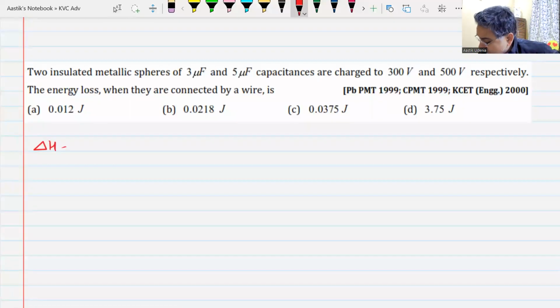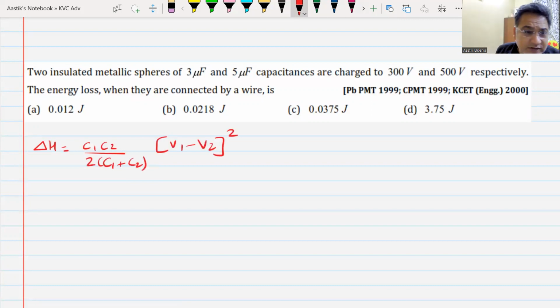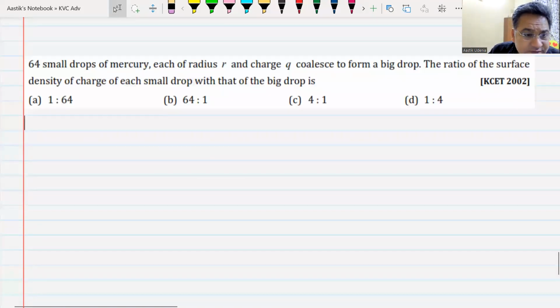You can straight away use the formula C1 C2 upon 2 times C1 plus C2 into V1 minus V2 whole square. You can just put the formula, get the answer and stay happy. Do you understand this? Yes. This is the next one.